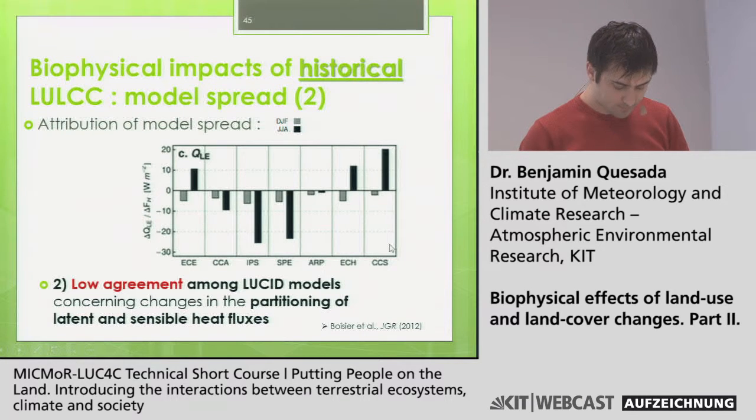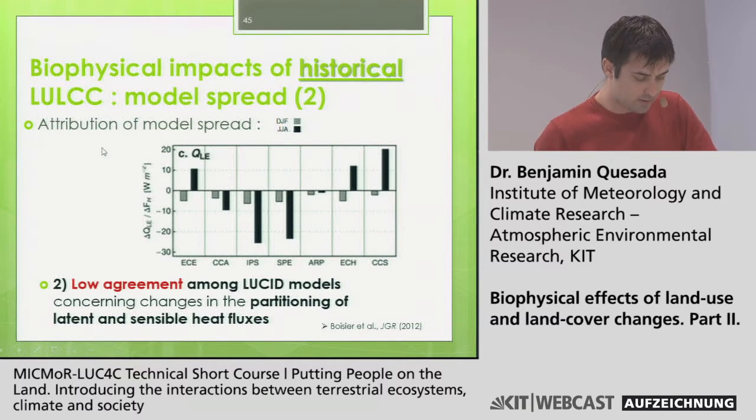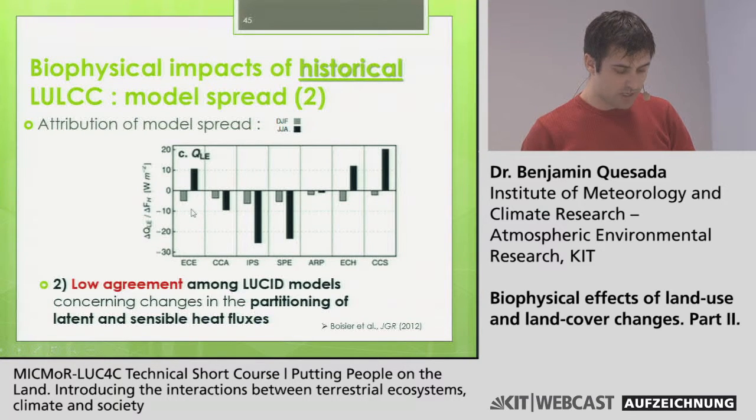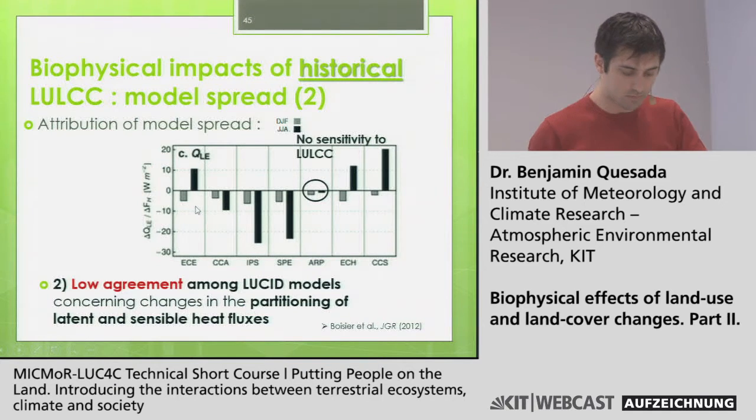A second thing is the low agreement among the LUCID models concerning the changes in the partitioning of latent and sensible heat flux. So we see there for each model the changes in latent heat flux normalized, so per forest fraction change. So for a given fraction of forest change, we have, for example, this model that displays no sensitivity to land use and land cover change, just a small decrease in latent heat flux.